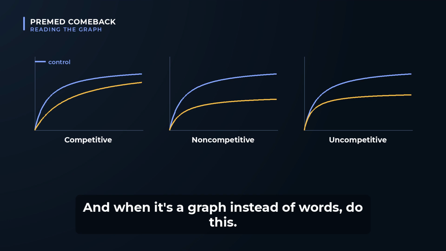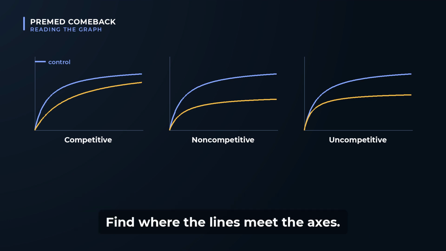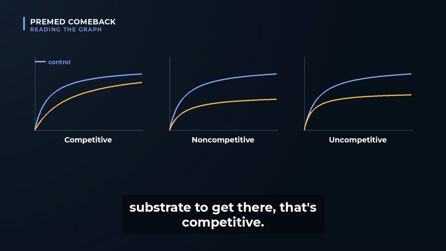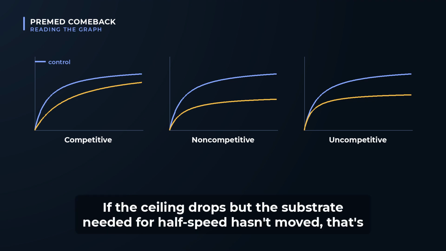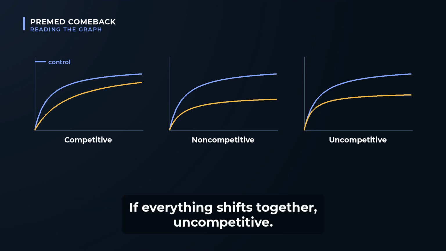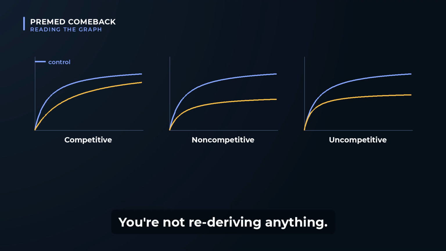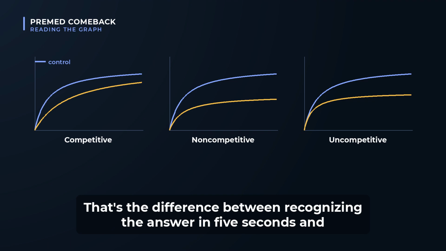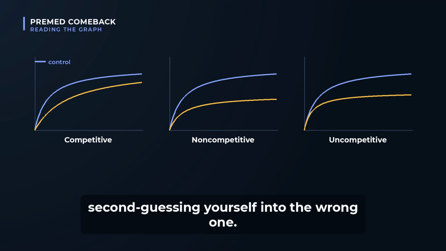And when it's a graph instead of words, do this. Find where the lines meet the axis. If the inhibited enzyme still reaches the same ceiling, same Vmax, but needs more substrate to get there, that's competitive. If the ceiling drops but the substrate needed for half speed hasn't moved, that's non-competitive. If everything shifts together, uncompetitive. You're not re-deriving anything. You're matching the picture to one of 3 knob patterns you already know. That's the difference between recognizing the answer in 5 seconds and second-guessing yourself into the wrong one.